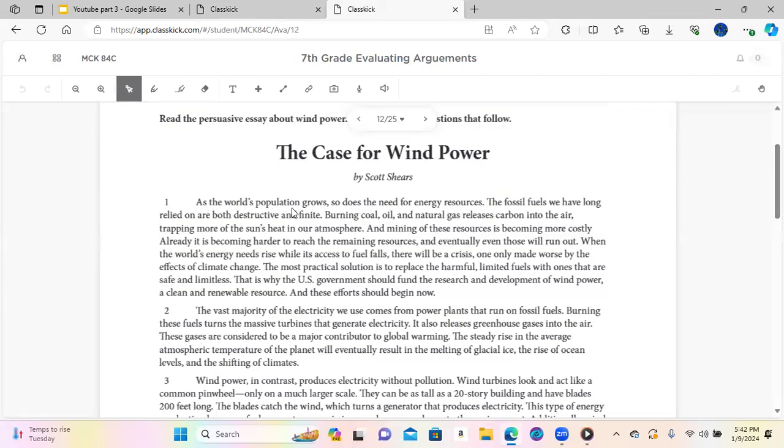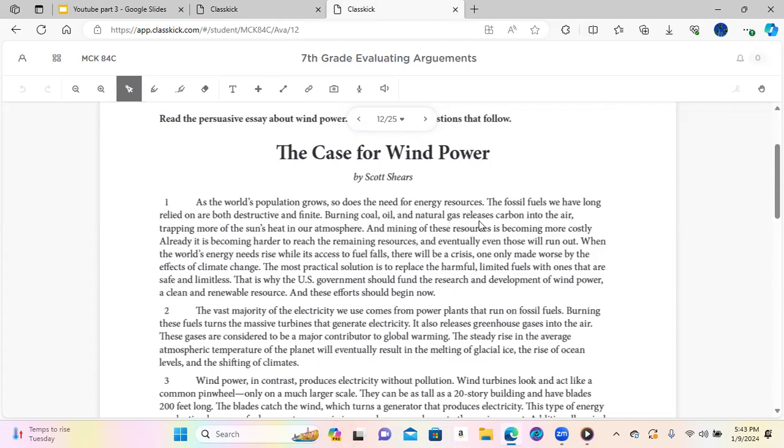As the world's population grows, so does the need for energy resources. The fossil fuels we have long relied on are both destructive and finite. That means it's limited in nature. It's very limited.